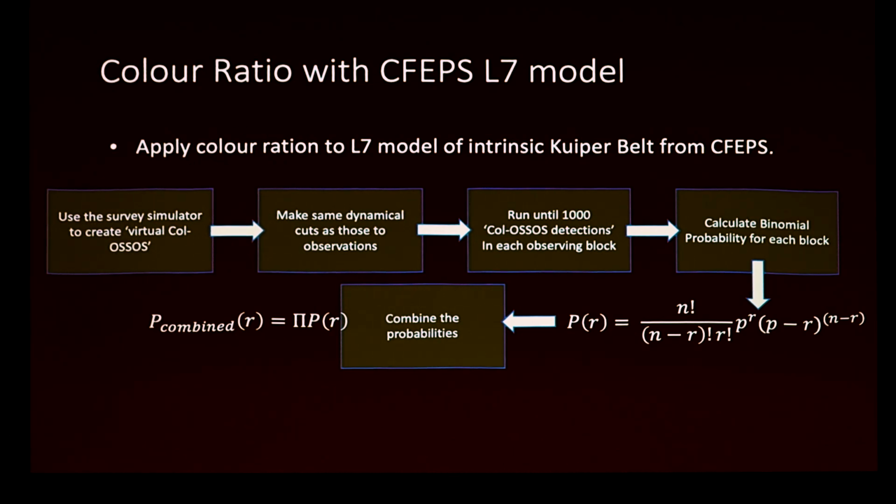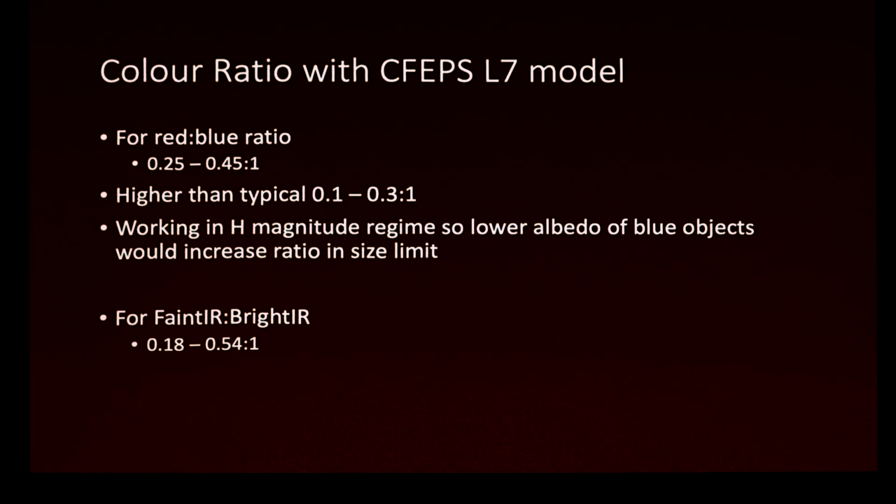This is much simpler. You just apply a color ratio, not ration, to the L7 model from CFEPS, and this has nothing to do with where it started, but it's just interesting to see, and you can use the survey simulator to see what Colossus would have seen, combine the probabilities. I don't have a pretty graph here, but it's just some numbers at the end, like a relative ratio of somewhere between 0.25 and 0.45 red objects to blue. I think the peak was about 0.3, which is a little bit higher than previous people have measured.